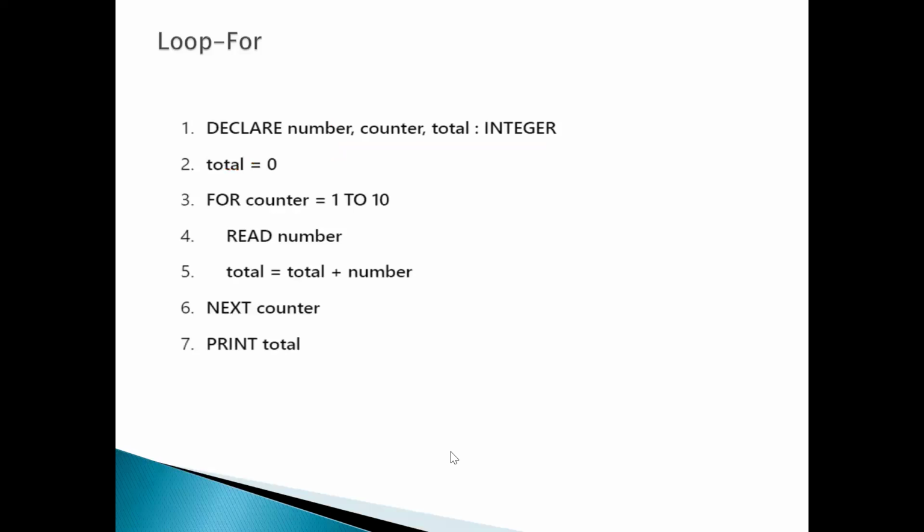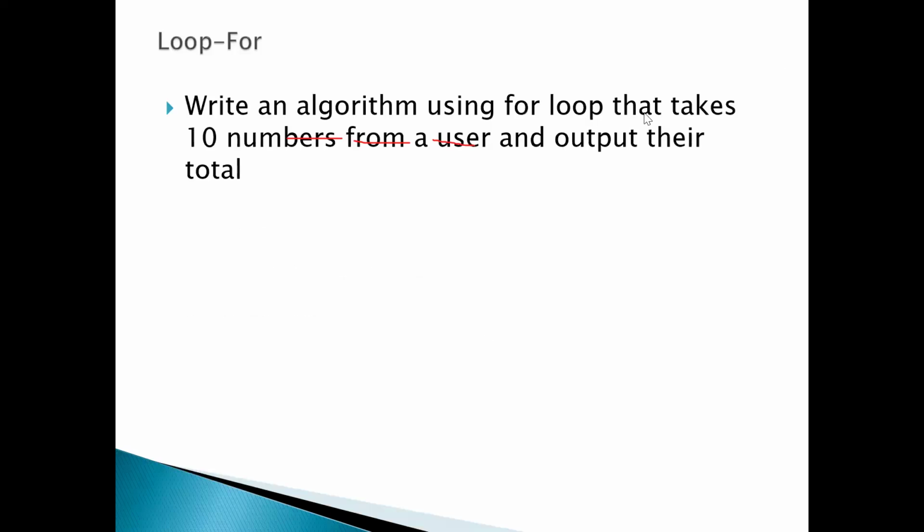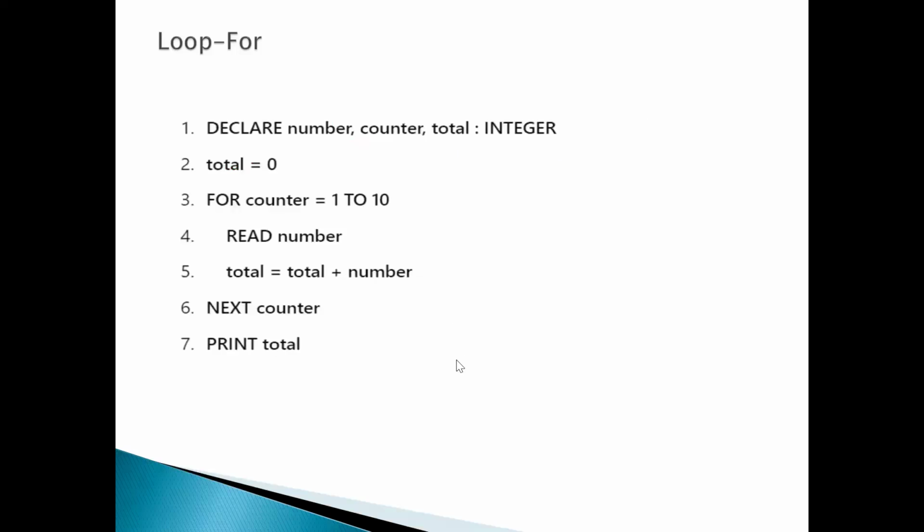Now see here. You have to declare number for taking input, counter for the loop, and total to store the total. Because the requirement is: write an algorithm using a for loop that takes 10 numbers, taking means inputting the number from a user, and outputs their total. Every time you have to make total. So that is why you need to have total.